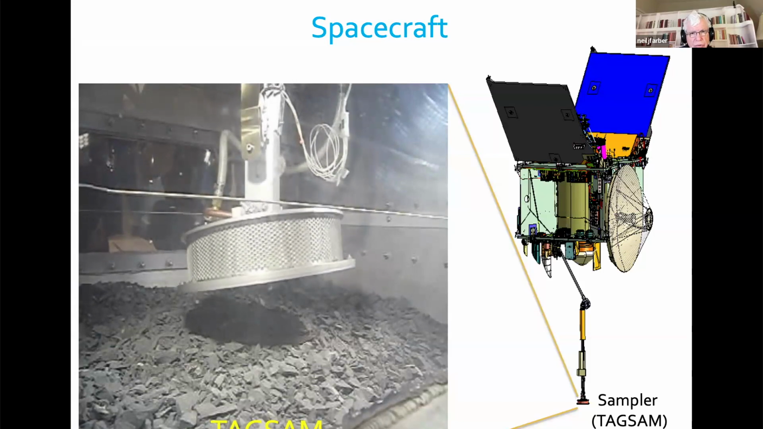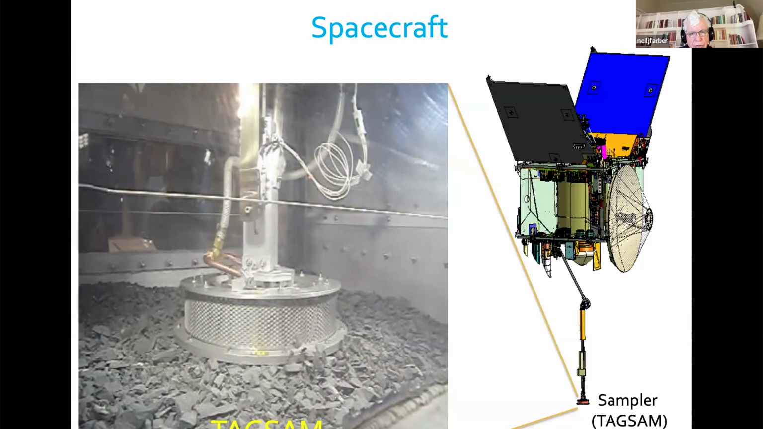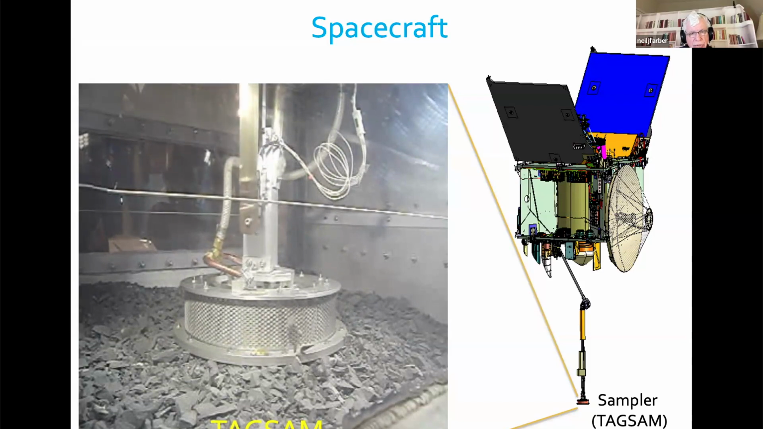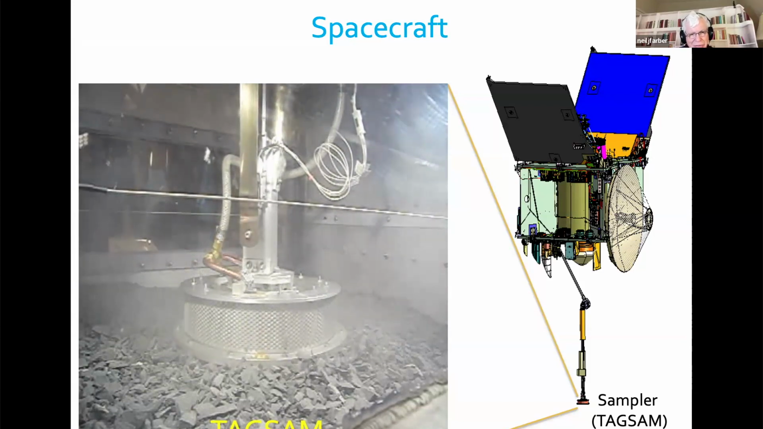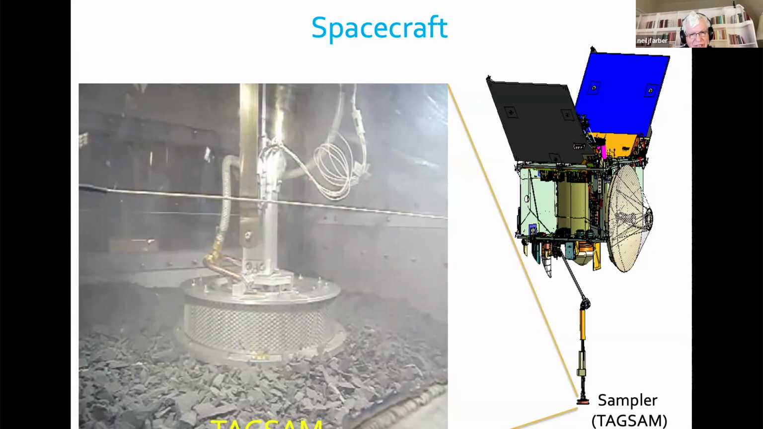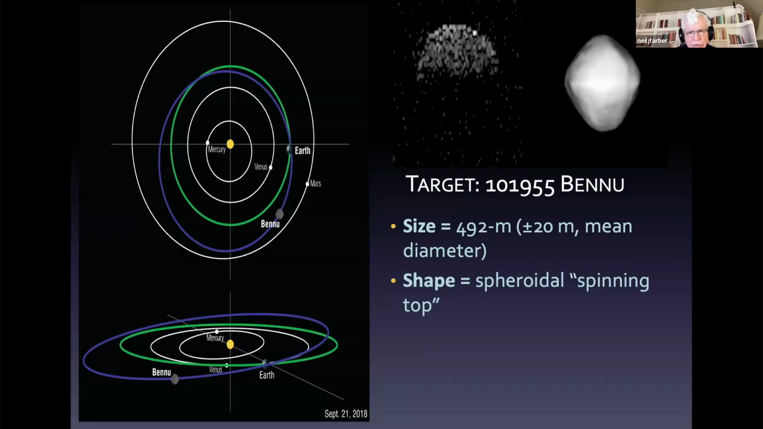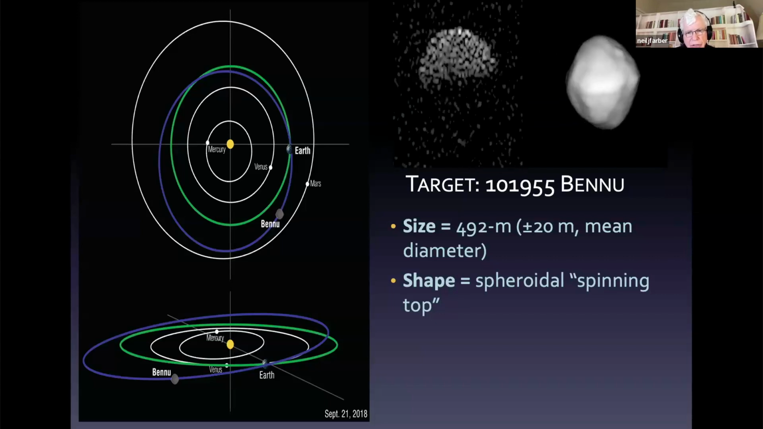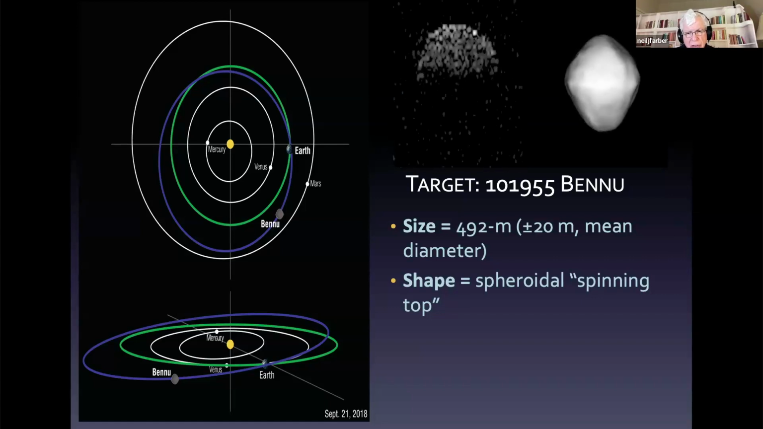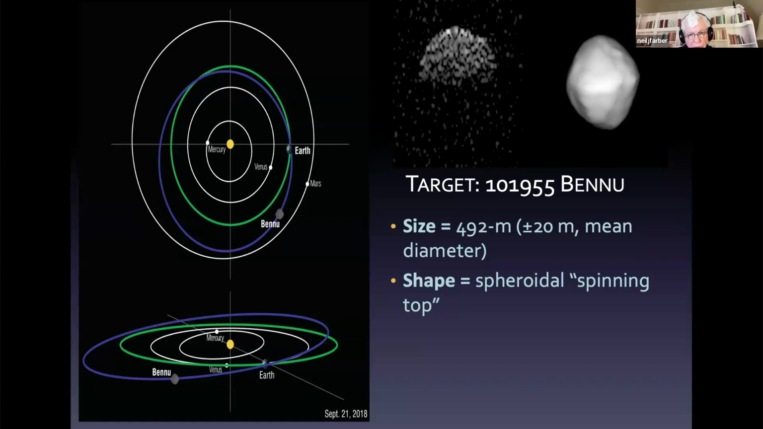And this was OSIRIS-REx taking a sample of Bennu. This is how it did it. And it's not really this, this is just testing it out on Earth. Now, Bennu is a smallish asteroid. It's about half a kilometer in size. It's a spheroidal asteroid with a spinning top shape, but it's carbonaceous.